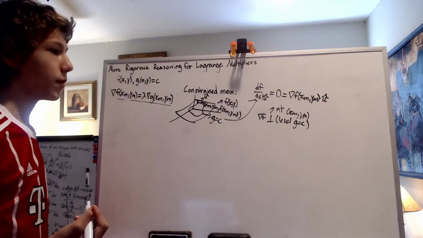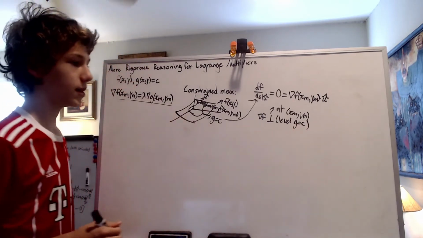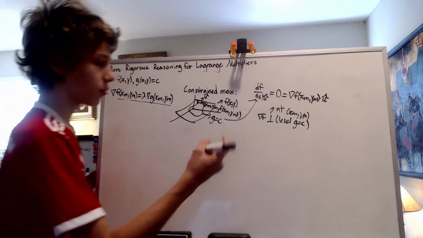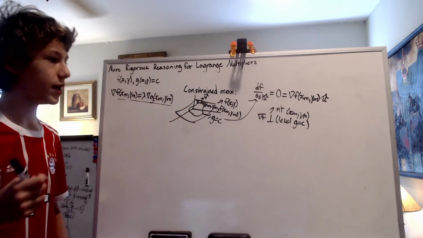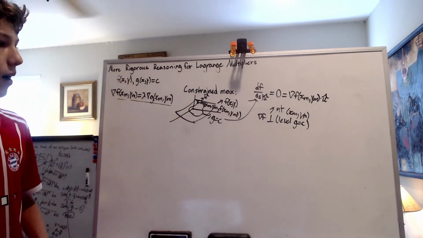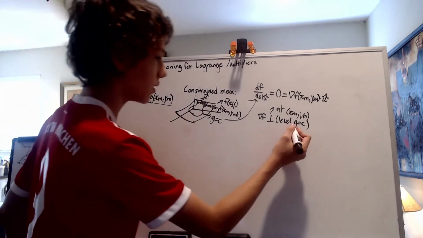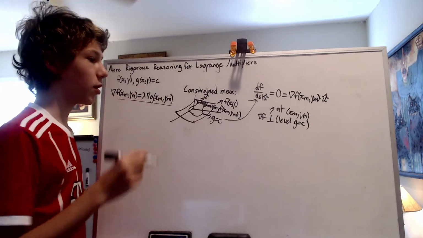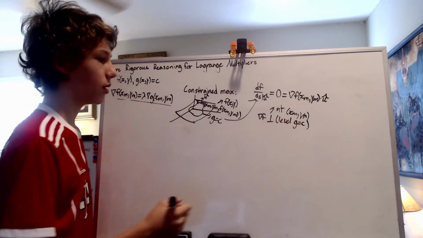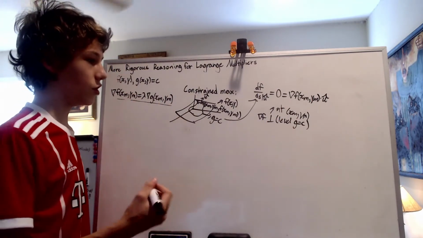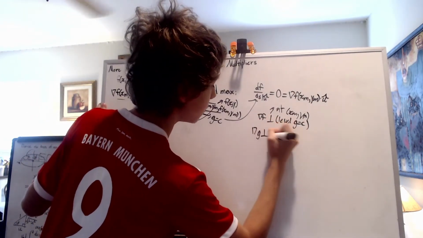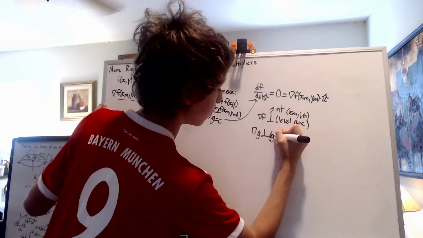Well, what else is perpendicular to the level g equals c? By a fact that we proved in a previous video, the gradient of g is going to be perpendicular to any level of g. So that tells us that the gradient of g is also perpendicular to g equals c.